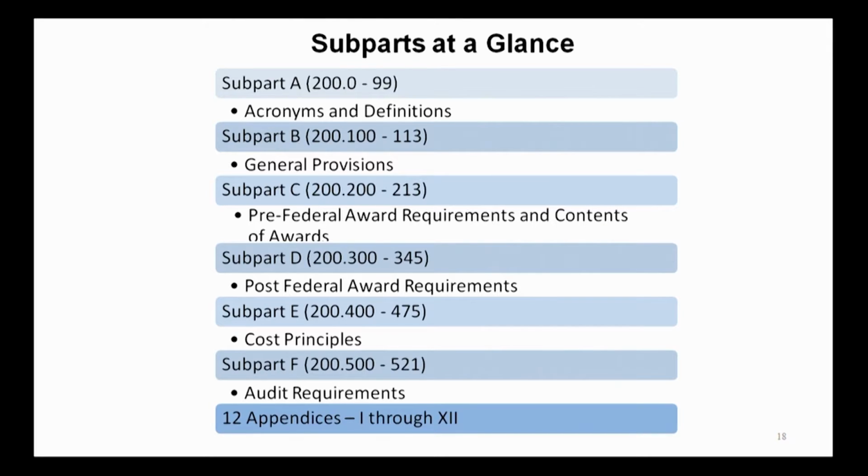And then we also have the appendixes. We have 12 appendixes. We'll look at that in a moment. So we have Subpart A, acronyms and definitions. We'll be going over that in this segment of the webcast. Subpart B, general provisions. We'll be going over that as well. Subpart C will be the next webcast. Subpart D will be in 3 separate webcasts. Subpart E will be covered in 2 webcasts, and then audit requirements.